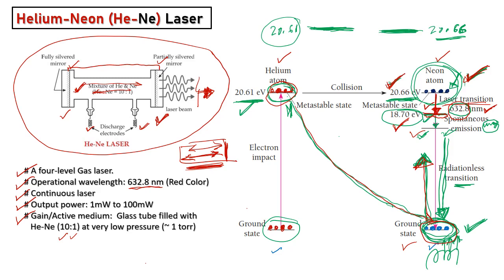And the atoms which come to this state at 18.7 electron volt spontaneously, through spontaneous emission, come down to this level. So the photons coming during this transition from here to here are basically incoherent. We don't have to consider these incoherent photons, and then from this level to the ground state, the atoms come by losing their energy through collision with the walls of the cavity. This is how the total helium-neon laser action takes place.